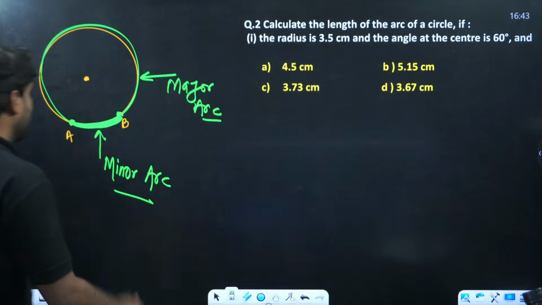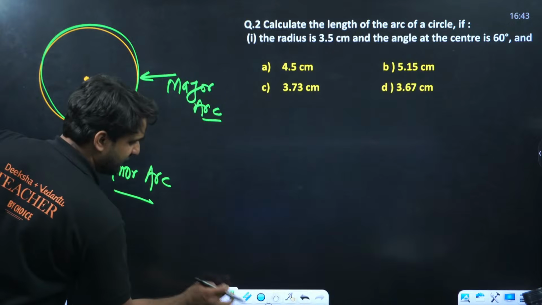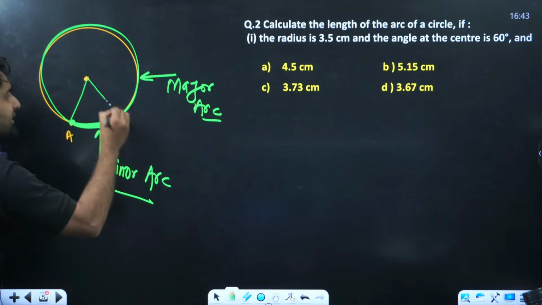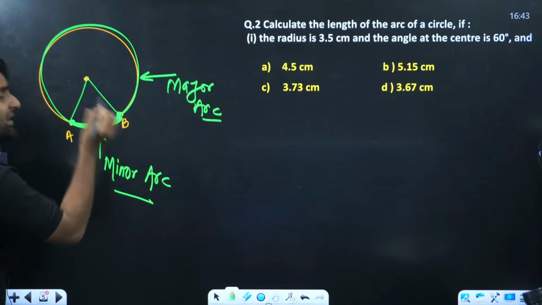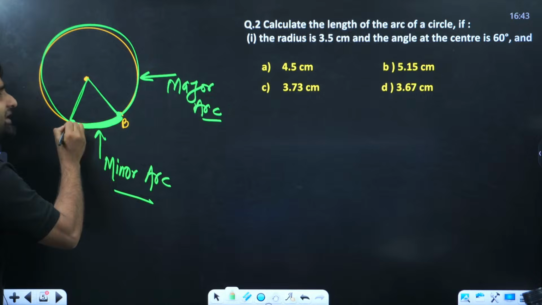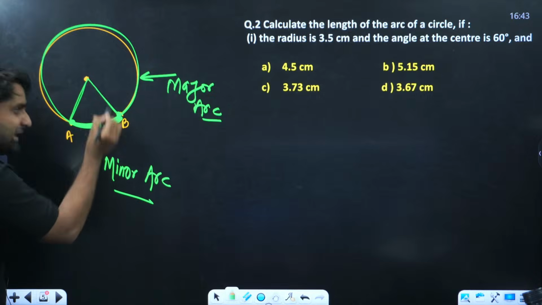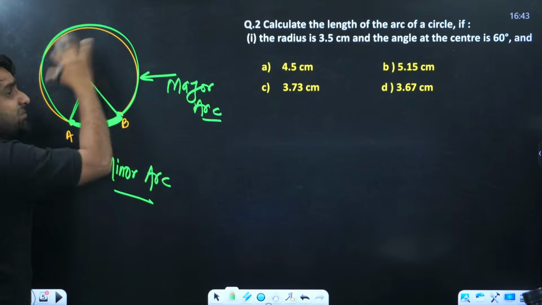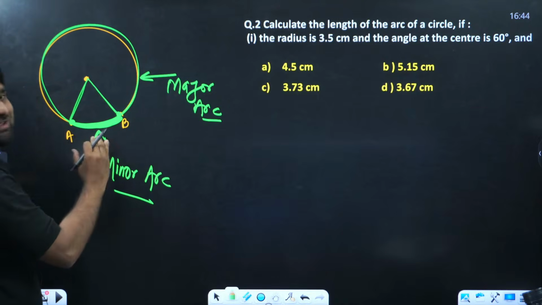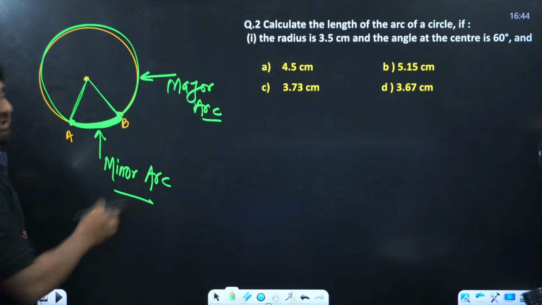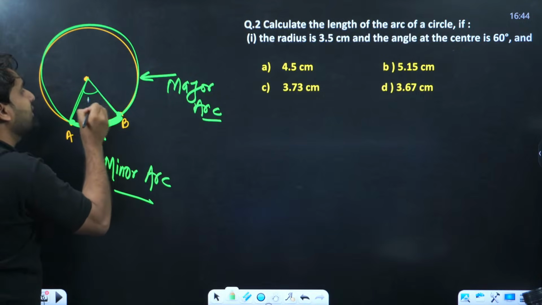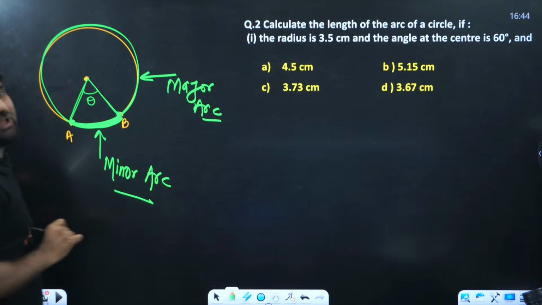If you join these 2 points with the center, this part is called a sector. The smaller part is called the minor sector, and the remaining part of the circle will be called the major sector. So an arc can make a sector also if you join the points of the arc to the center, and this angle is called theta. So listen everyone.